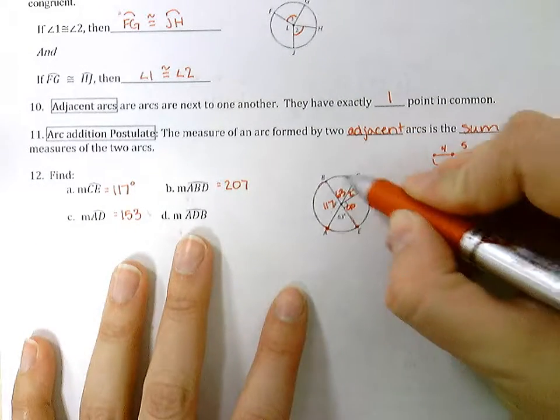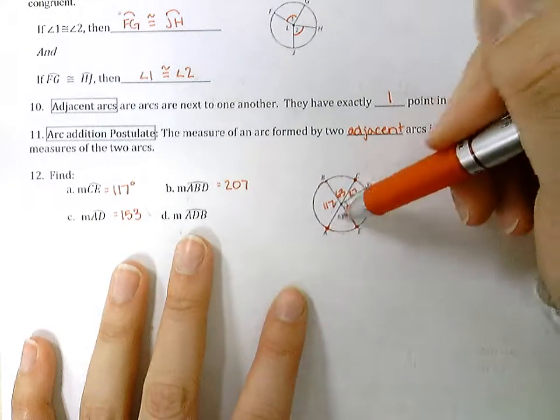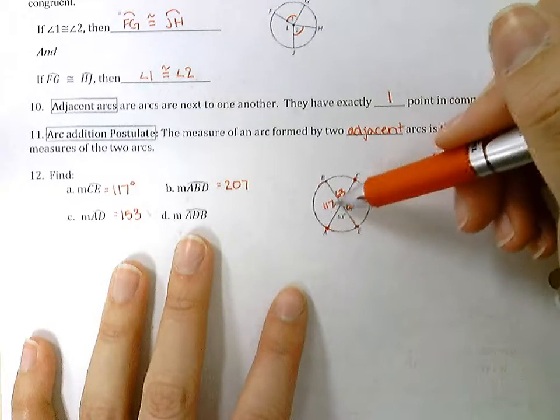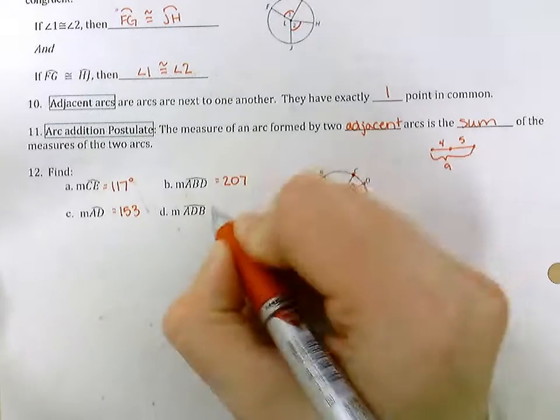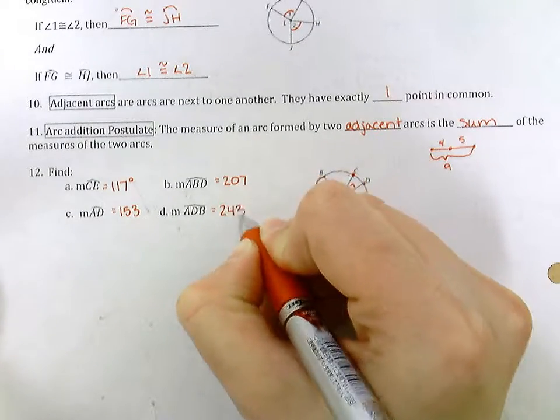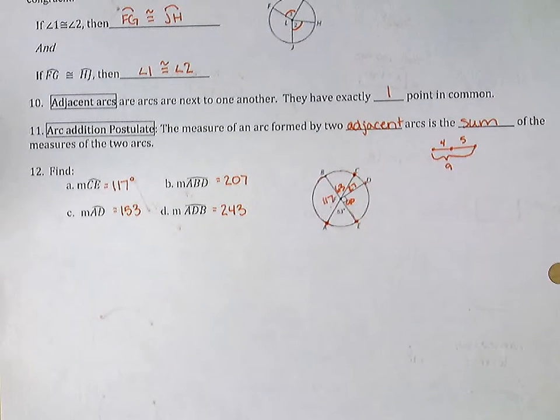So all the way around. We can either add up all four, or we can take 360 minus that missing arc. You do get 243. Okay, any questions on finding your arc measure?